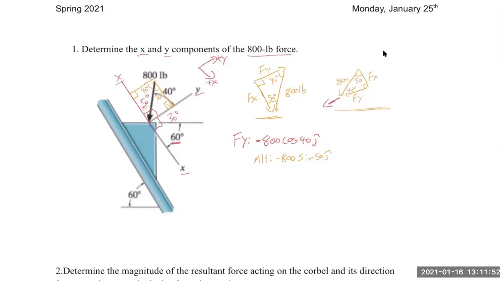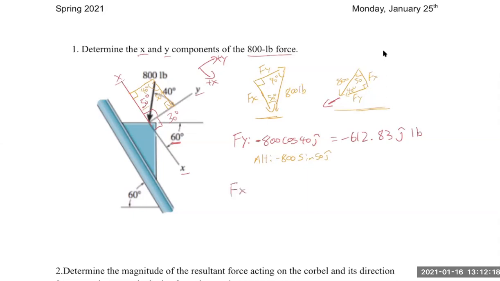And if we plug this into the calculator, let me just put it in the calculator really quick. This is going to be equal to negative 612.83 j hat. And don't forget the units, guys. It's in pounds.